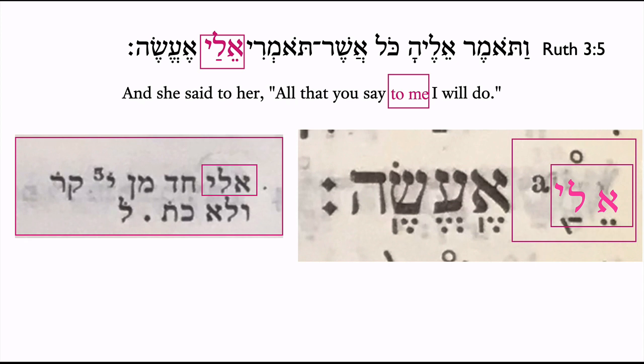Now, if we come back to this Masoretic part, we just had a look at Eli. But what's all the rest of this?